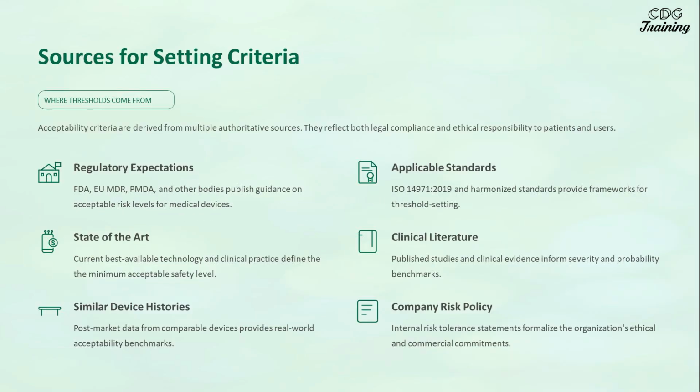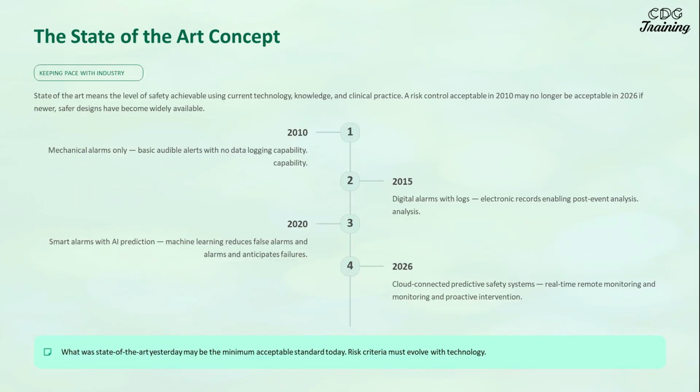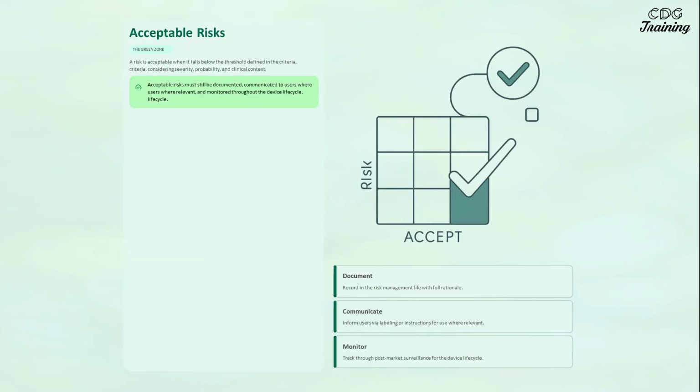Acceptability criteria are derived from multiple authoritative sources, including regulatory expectations, applicable standards, and clinical literature, ensuring both legal and ethical responsibility. The state-of-the-art defines the level of safety achievable using current technology and practices. Risk criteria must evolve with technological advancements to remain relevant. A risk is acceptable when it falls below defined thresholds. It must be documented, communicated, and monitored throughout the device's lifecycle to ensure ongoing safety.